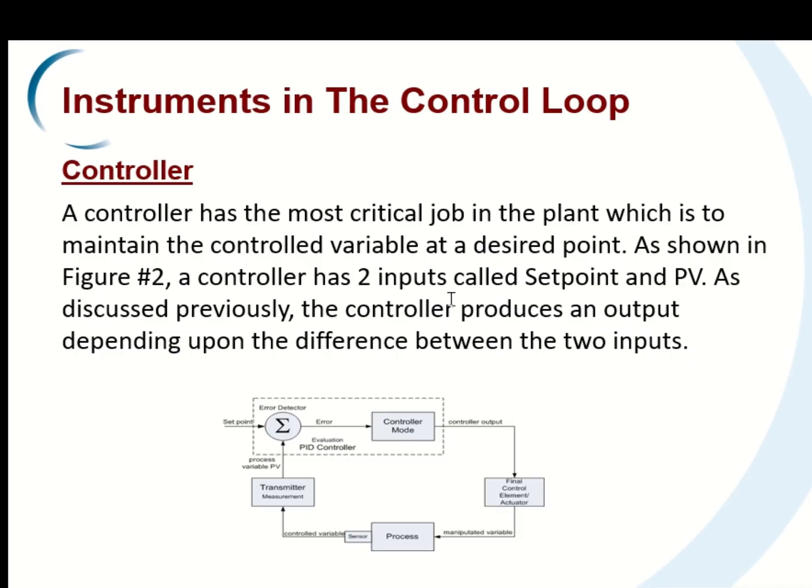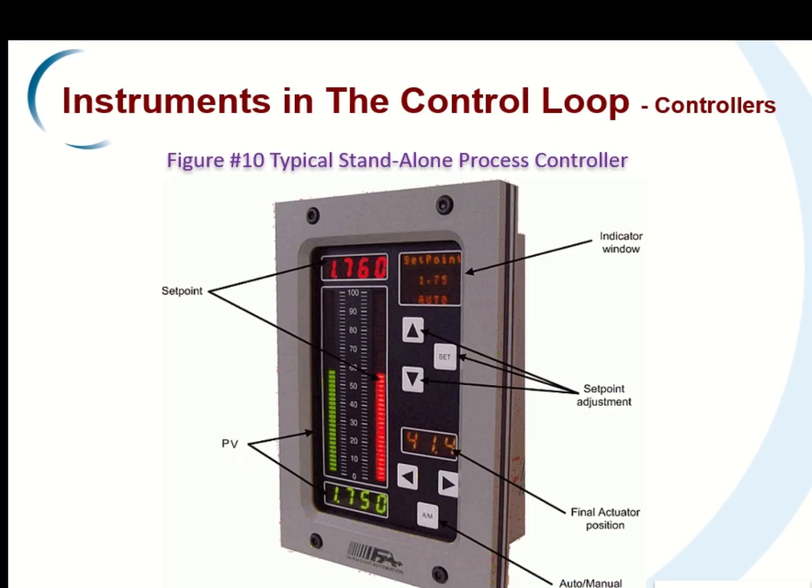A controller has the most critical job in the plant, which is to maintain the controlled variable at a desired point. As shown in figure 2, a controller has two inputs called set point and PV. PV is process variable, and as discussed previously, the controller produces an output depending on the difference between the two inputs. So error we saw is PV minus set point. This is how the control loop looks.